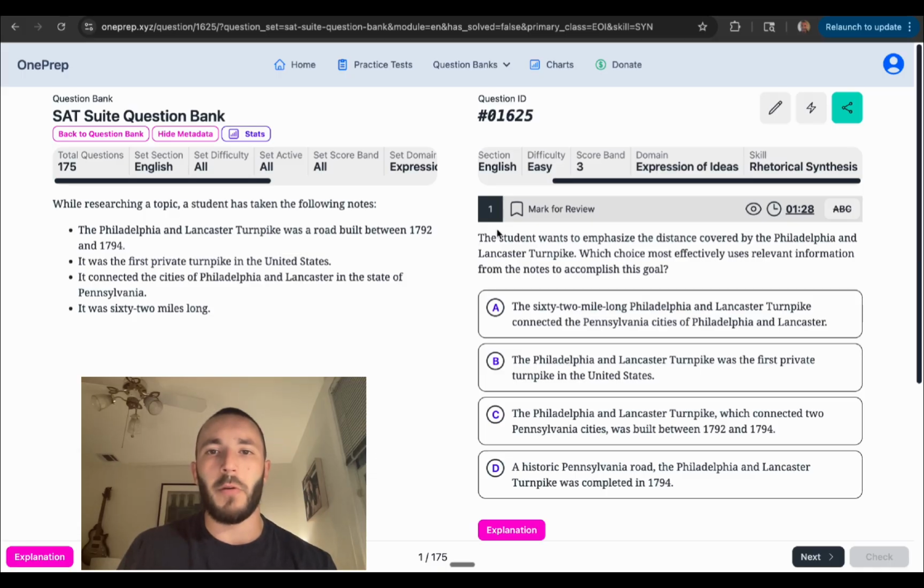So this one says the student wants to emphasize the distance covered by the Philadelphia and Lancaster Turnpike. Okay, so distance covered by Philadelphia and Lancaster. So 2 different turnpikes maybe. We'll see. The 62-mile long Philadelphia and Lancaster Turnpike connected the Pennsylvania cities of Philadelphia. Okay, that's a great answer because it says right there 62 miles. So I'm just going to skim the other answers and see if any of them mention the length because that already feels like it's got to be the right answer. This one, first part, nope. Connected to cities, no. Story, okay, it's got to be A because that's the only one that actually covers the distance. So that's a pretty easy one.